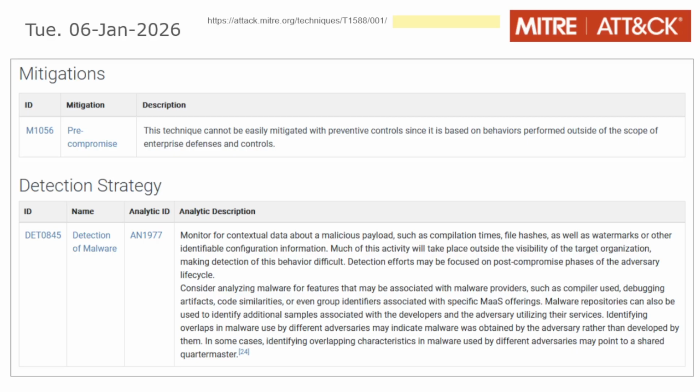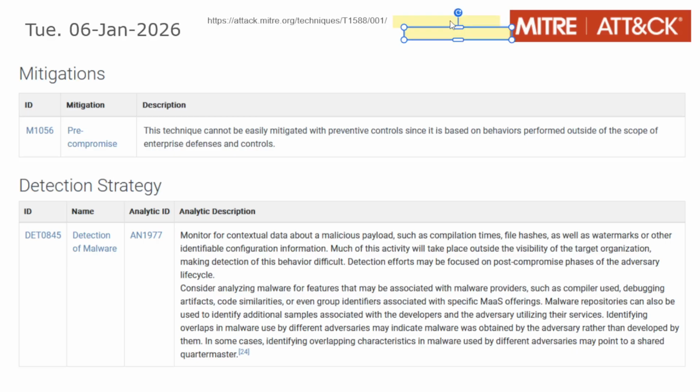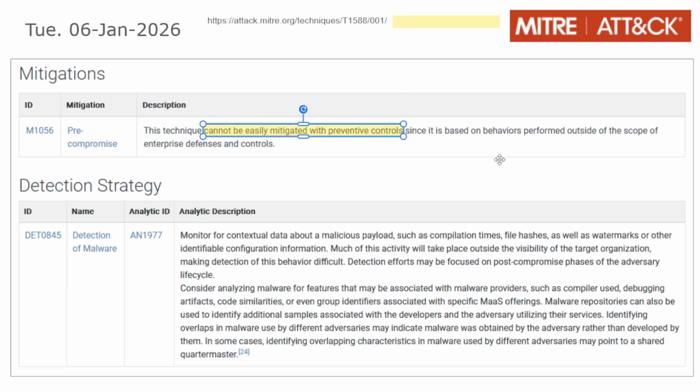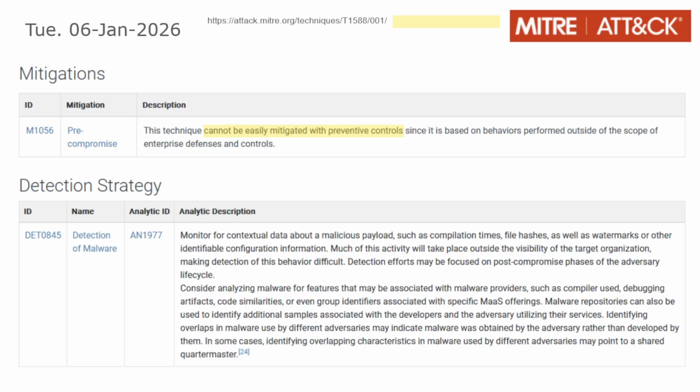So again, as we can imagine, it is not possible to do anything here. This technique cannot easily be mitigated with preventive controls. It cannot be mitigated, it's outside of your company.